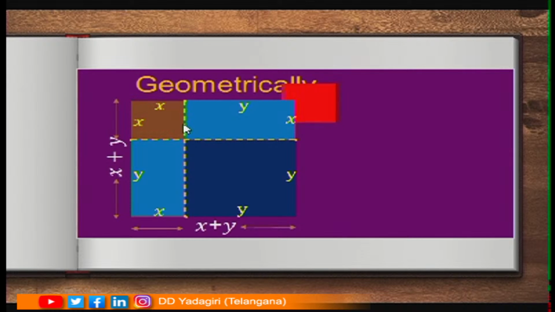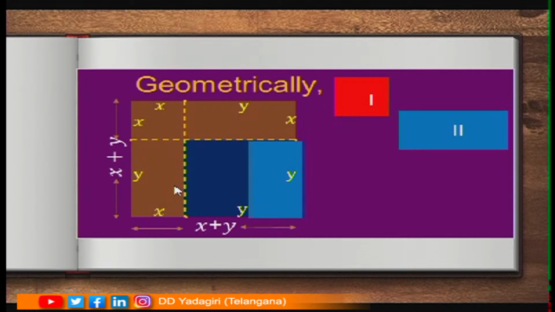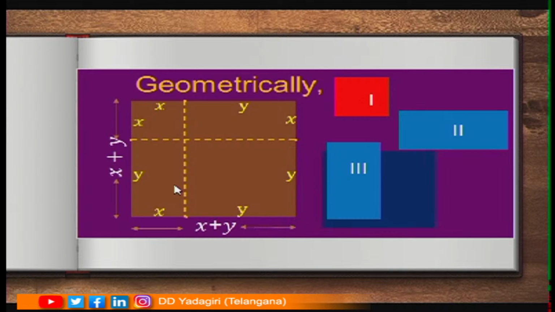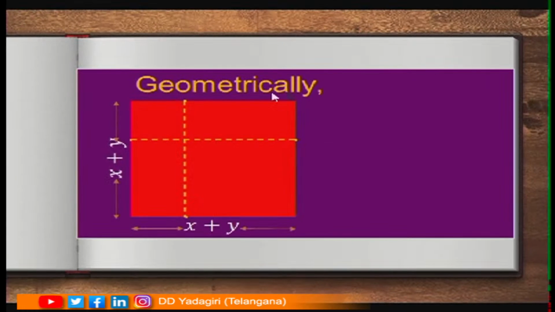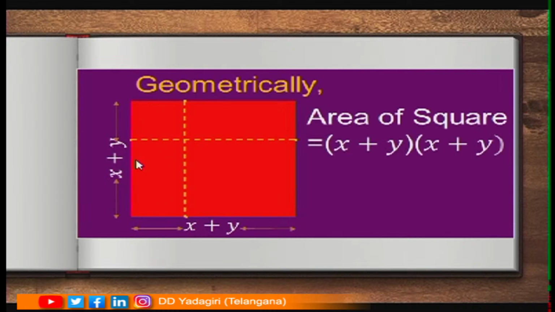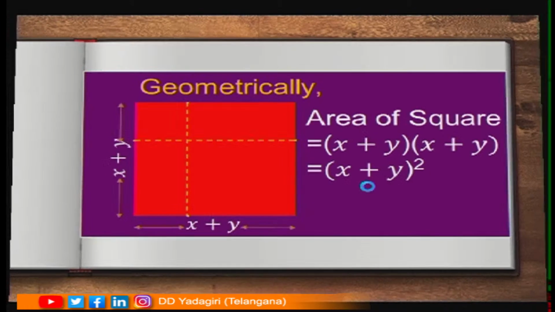So, when you take the first one, it is the first region, the second region, likewise the third region and the fourth region. So, the area of this square is equal to the sum of the areas of these squares. So, what is the area of this square? To find the area of this square, here this length is x plus y and this side is also x plus y. So, you can say that the area of the entire square is nothing but x plus y into x plus y, which is nothing but x plus y whole square.